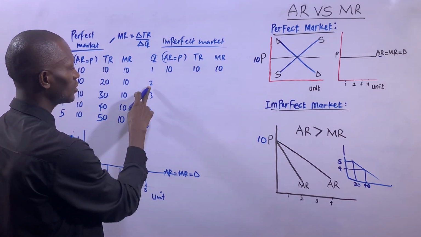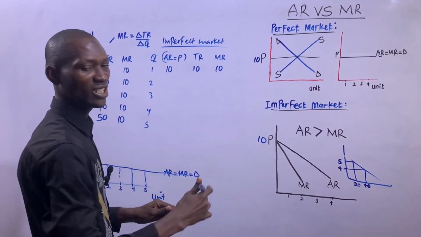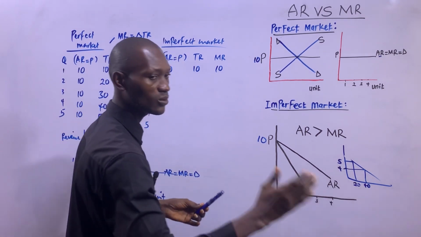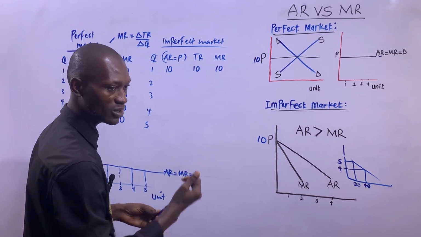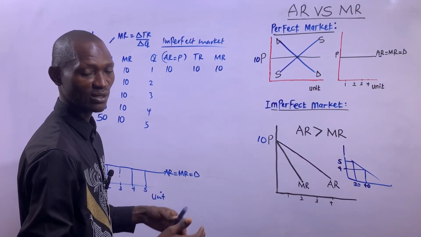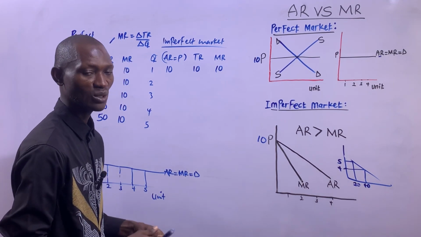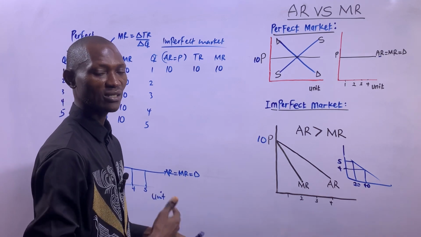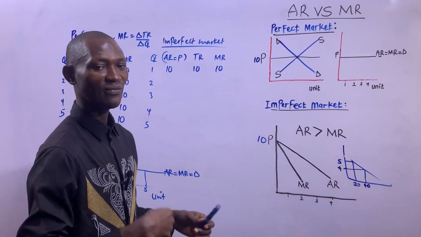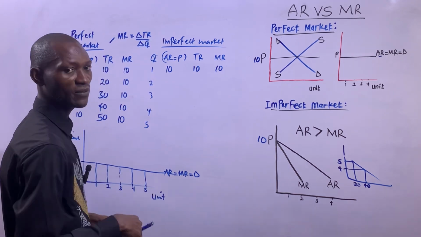Now, for you to sell 2 units as a firm in an imperfect market, what that means is that you have to move down the demand curve, reduce your price a little bit in order to have an increase in sales, and as a result, an increase in total revenue. But while your total revenue is increasing, your marginal revenue will be decreasing faster than the average revenue.